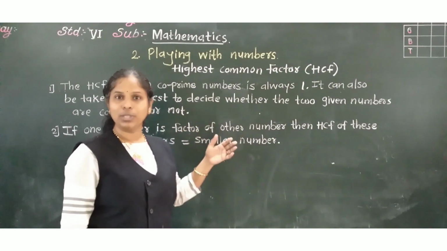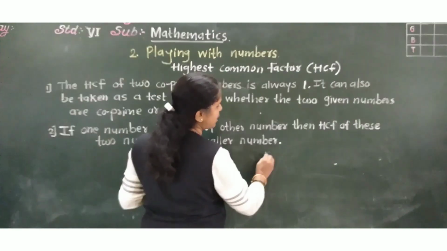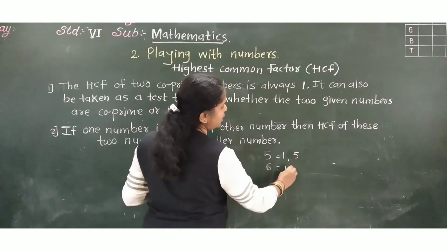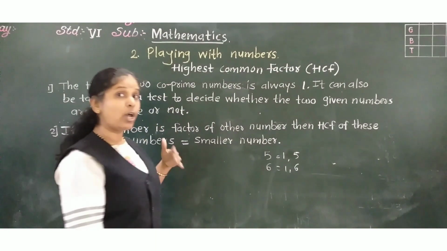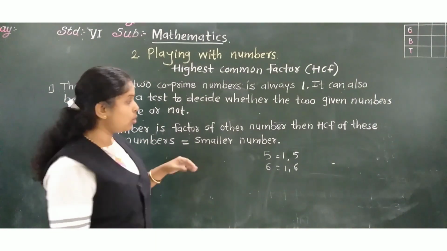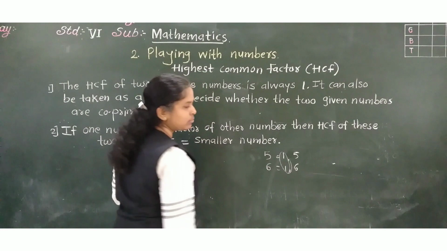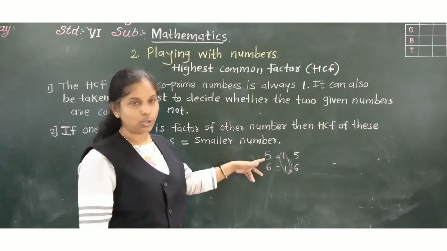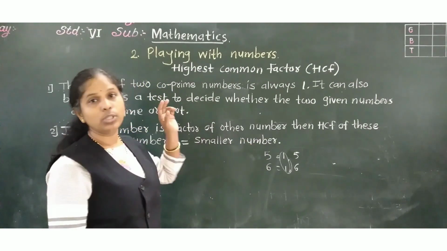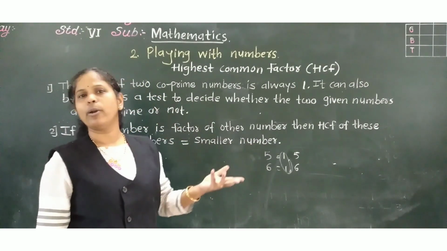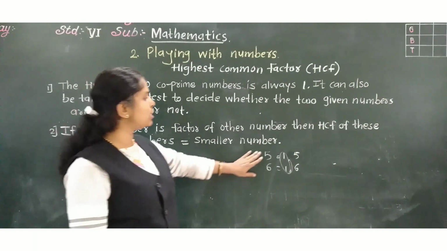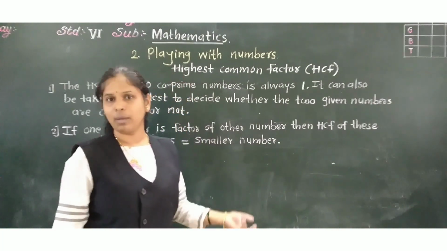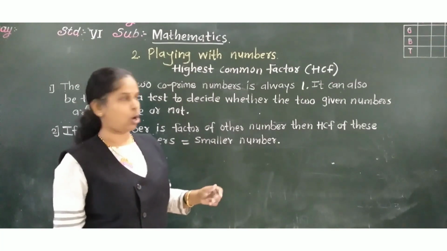Yes, I have shown you. See here, 5 and 6. What are the common factors? 1 and 5 here, 1 and 6 here. So how do we find out whether they are co-prime or not? As the common factor is 1, both are co-prime numbers. Understood? So the numbers whose HCF is 1 are called co-prime numbers. This is considered a test also, to decide whether two given numbers are co-prime or not.